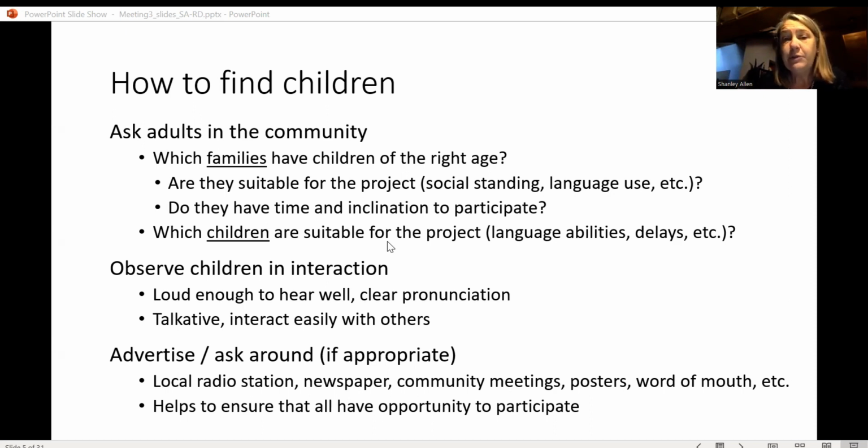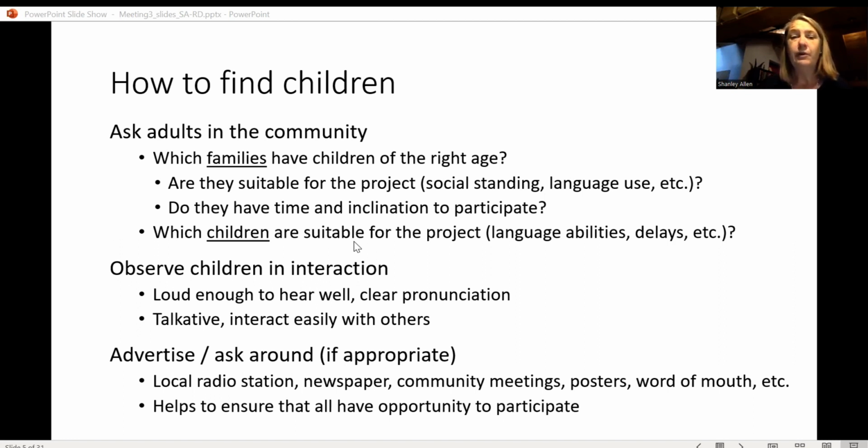And then, of course, which families have time to participate, because not everyone does, or inclination to participate. Not everyone will be interested in a project like this. So adults in the community that you know should be able to give you information like that. And then also ask which children are suitable for the project. So which ones have what the community considers good language abilities, which ones have delays. So those are ones you might want to avoid.